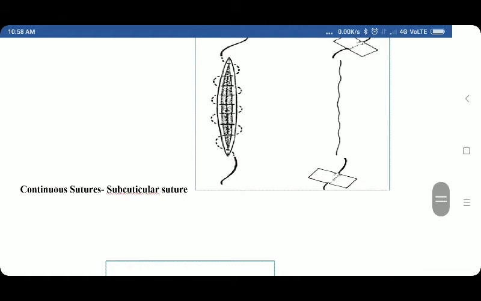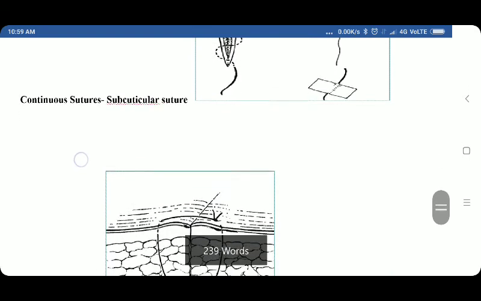Then is the continuous suture, also called subcuticular sutures. This type of suturing is used when the wound is superficial and the wound is long. In this, the sutures are continuous without any interruption.